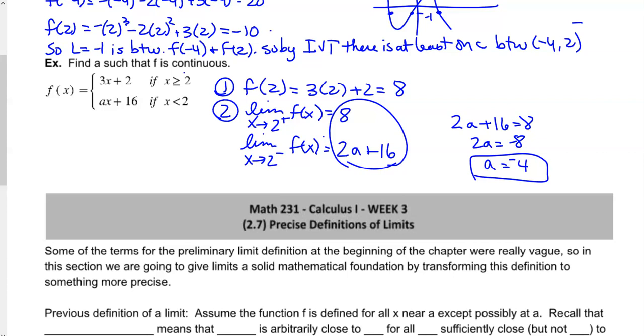So we're going to go now from continuity to our last section in chapter 2, which actually brings in a very precise definition of limits. And that's kind of some mathematical terms behind the whole thing. It shouldn't be too bad, but it will be our last section in chapter 2.